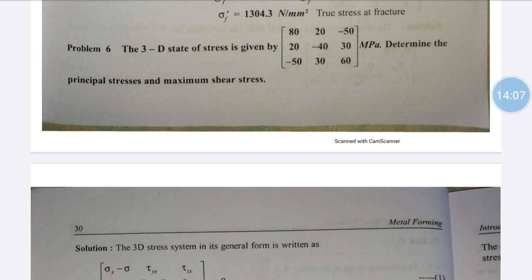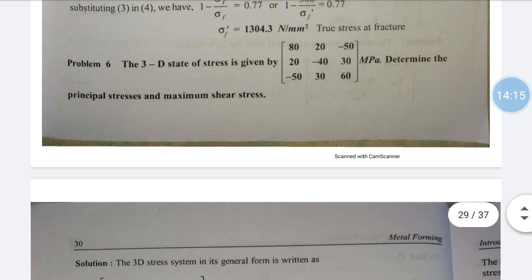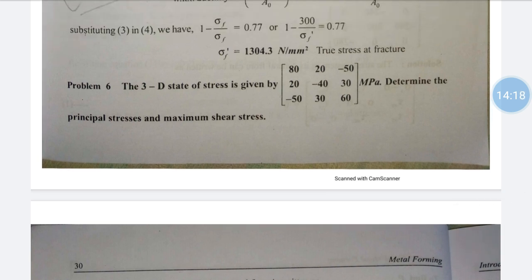For example, if the load is applied to the material, a volumetric change of the material will take place. That means a change in volume will take place if the load is applied to the material. You need to find that out with the help of principal stress and maximum shear stress.